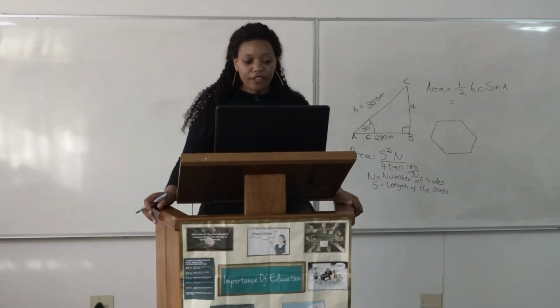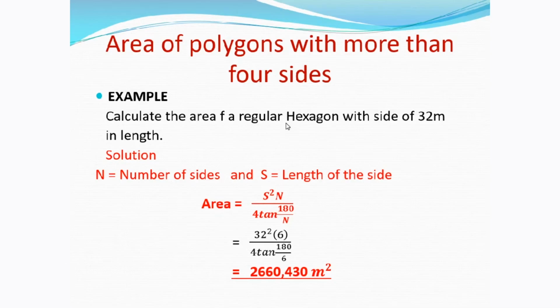Then we will have your S, which is the length of the side. We are told that the length of the side is 32 meters squared. Then you multiply by the number of sides, which is 6, divided by 4 tan 180 divided by the number of sides, which is 6. And then your answer will be 2,660,430 square meters.